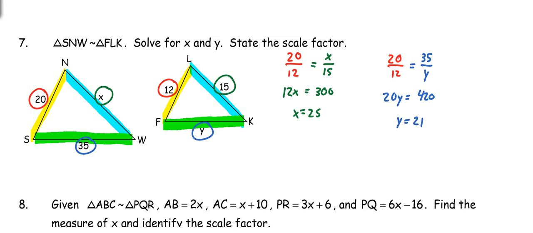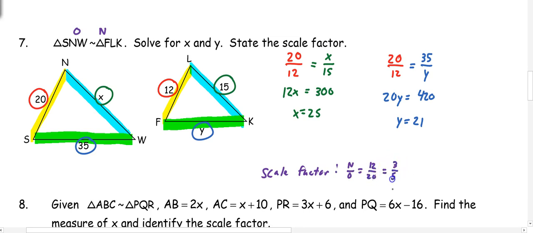And the last thing they want us to do is find the scale factor. So remember, for scale factor, it's always your new shape over your old shape. So we're going to use the sides that already have the numbers, the 12 and the 20. So I would have new over old, 12 over 20, which reduces to 3/5.